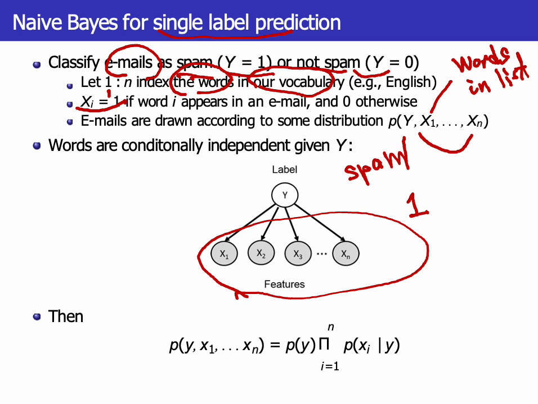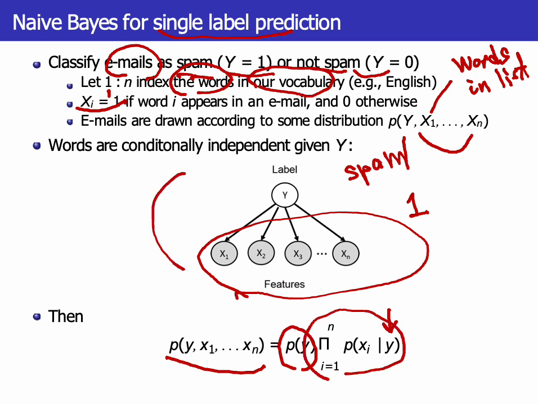And you can represent this as the probability p(y) and the joint probability of x1 to xm. So you can multiply p(y) with p(xi | y), and through all the multiplications, you get the Naive Bayes model for single-label predictions.